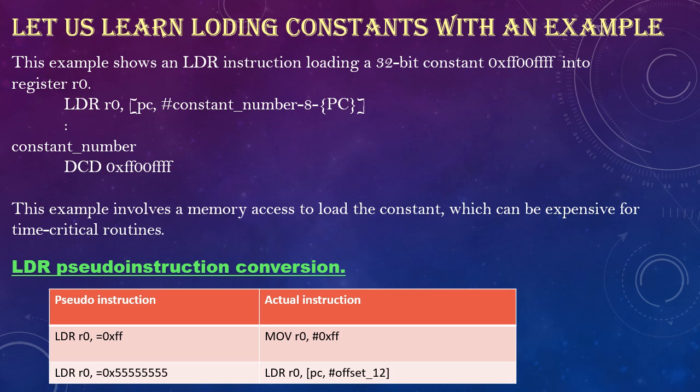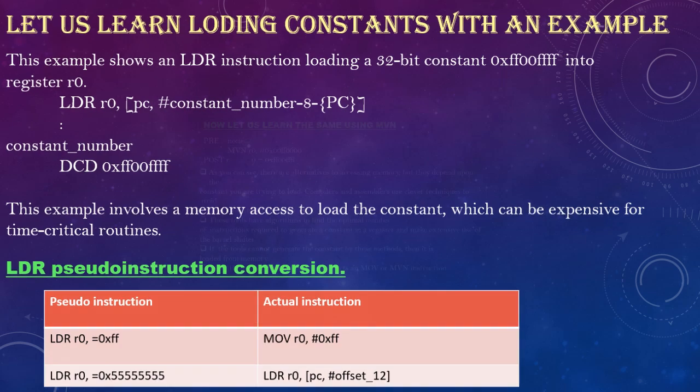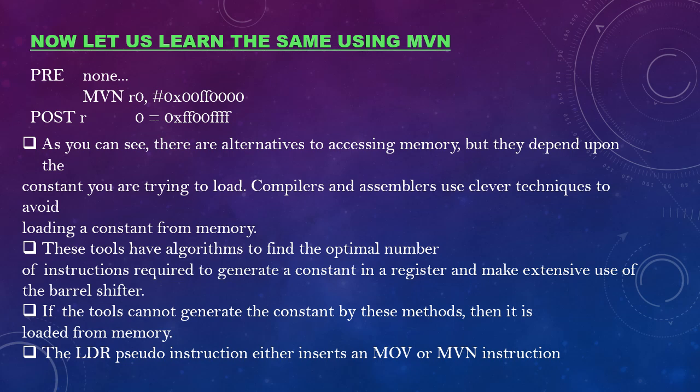Load pseudo instruction conversion. So pseudo instruction is here. Actual instruction is move R0 to the immediate value we have given here. But the load instruction is LDR R0 equals the constant. The second example is over here. Let us learn the same using MVN.